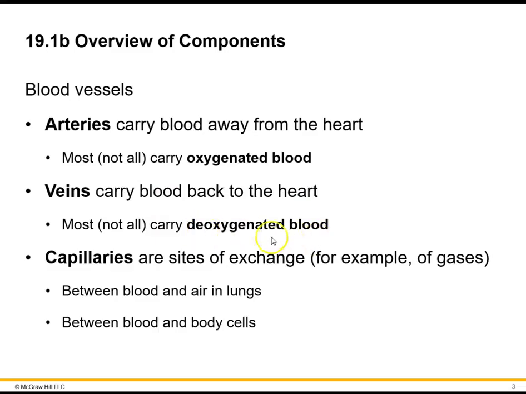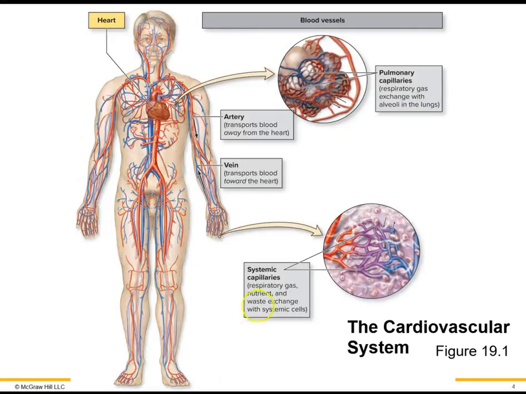Capillaries are in between the arteries and the veins, so the blood flows from the heart through an artery, then it reaches a capillary bed, and then it comes back to the heart via a vein, okay? And capillaries are these tiny, tiny blood vessels that are the sites of actual exchange. So those nutrients get given off to the tissues at the capillaries. Wastes get picked up from the tissues at the capillaries.